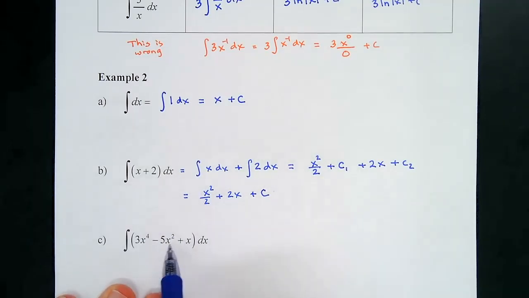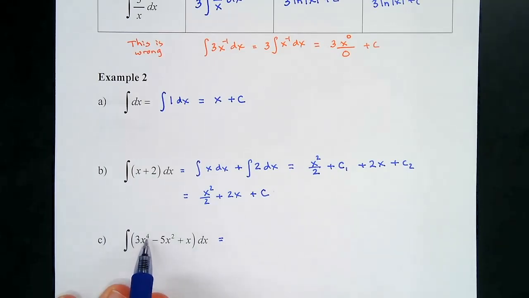We're not going to break it up. I don't expect you to break it up. When you see a difference or sum, we're just going to do each one. Like this is 3x to the 4th minus 5x squared plus x. We're going to add 1 to this power, which becomes 5, and divide by that new power of 5.